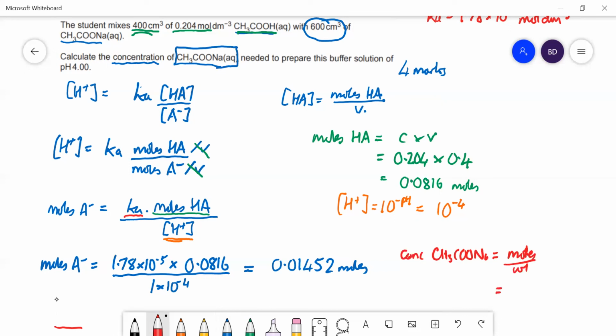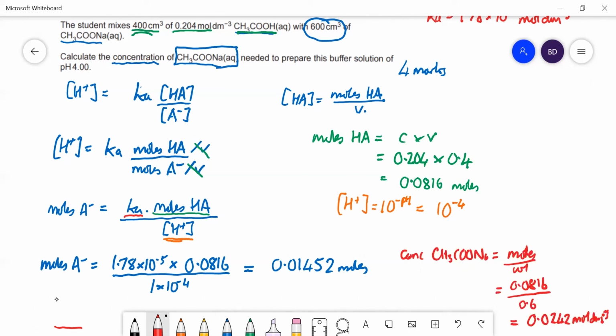Which is equal to 0.0816, and the volume is 600 centimeters cubed. That's 0.6 dm cubed. So the concentration required is 0.0242 moles per decimeter cubed. That is our final answer.